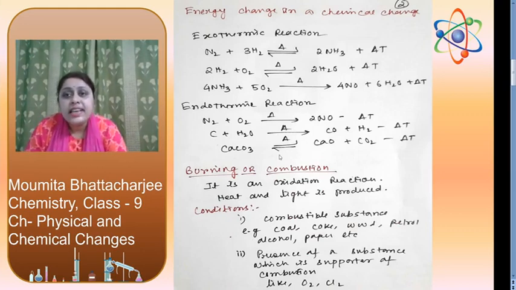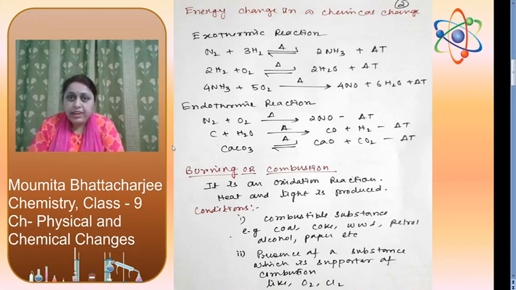Now, energy change in a chemical change. We know during a chemical change there is a loss of energy or gain of energy. These energy changes occur according to the absorption of heat or the release of heat. So we have two terms, exothermic reaction and endothermic reaction.